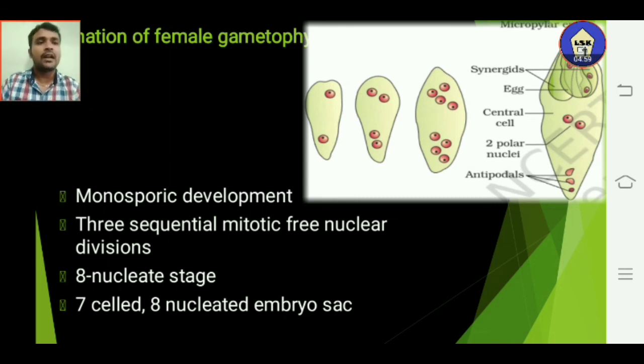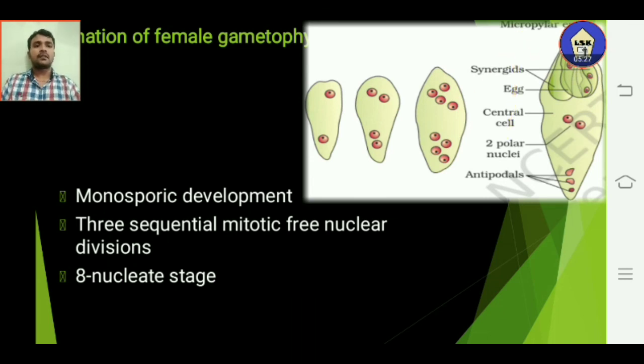You can see in the diagram, 2 polar nuclei and 3 nuclei present at the chalazal end, and they will develop the cellular structure around it. They will develop as cells. Those 3 cells at the chalazal end will develop as antipodals. And the 3 more haploid cells are present towards the micropylar end. So in the diagram, the micropylar end is given at the upper region, and the lower region represents the chalazal end in this particular diagram.